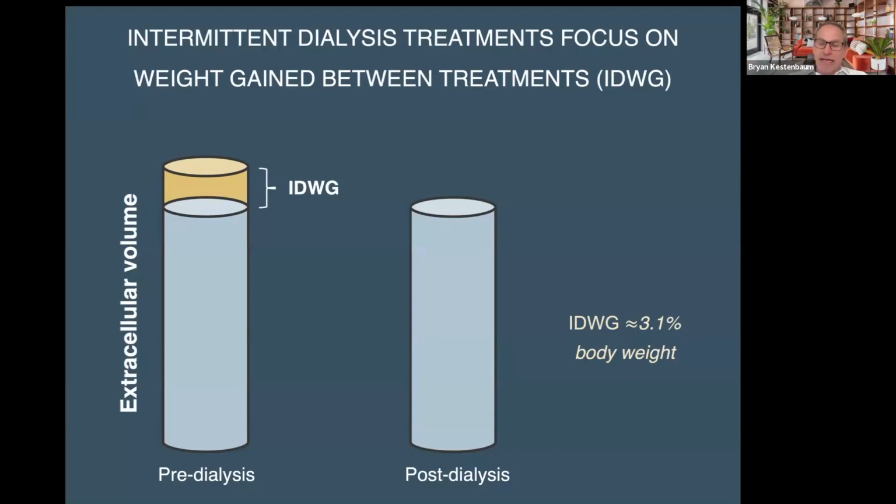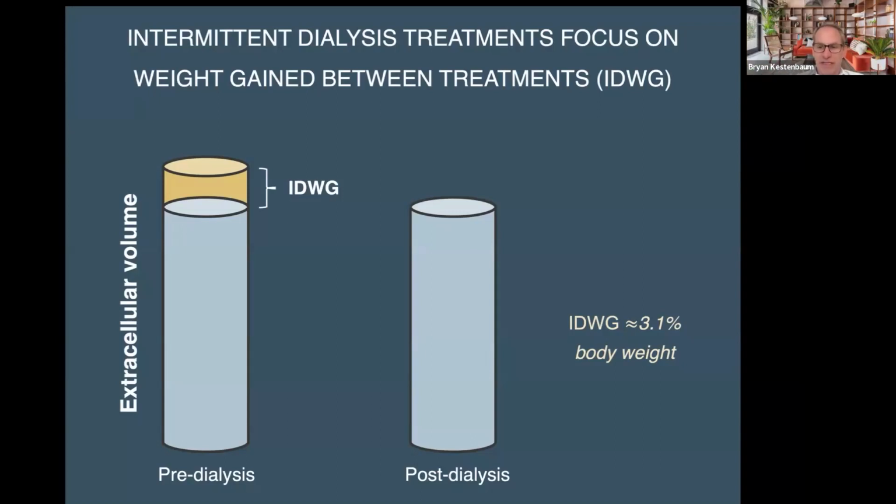Interestingly, interdialytic weight gain has been slowly declining in the United States over about the past 15 years based on DOPPS data. It's down to about 3% of body weight. It's been declining in other countries too. So it is possible with intermittent treatments to take the weight gain between treatments off in many, but certainly not all, patients.